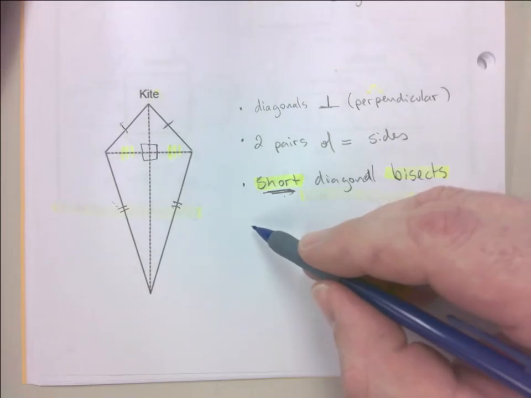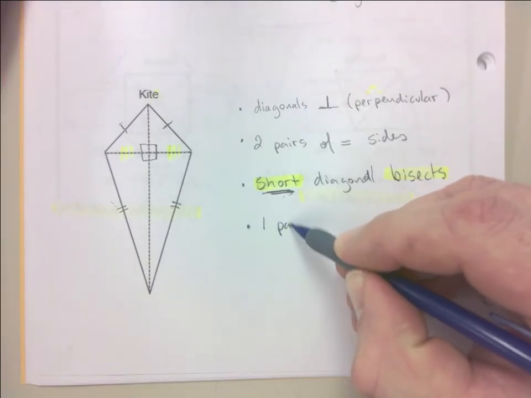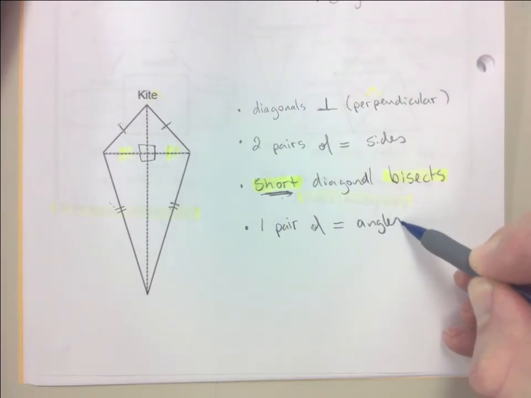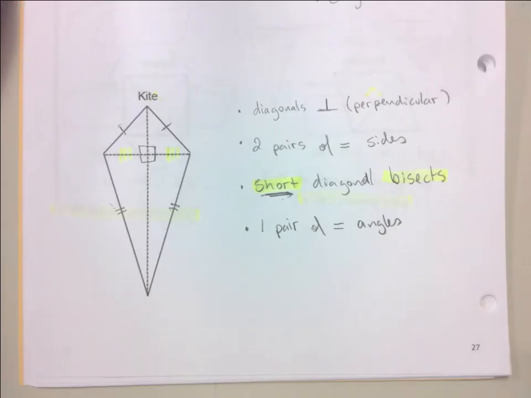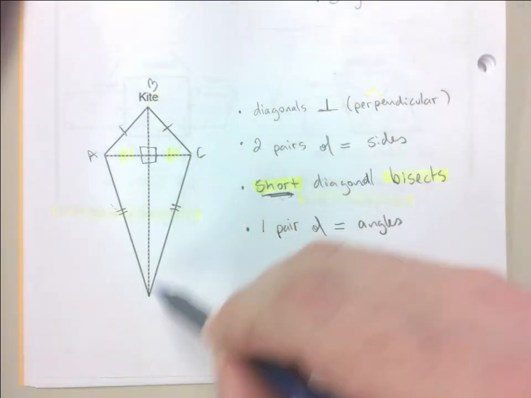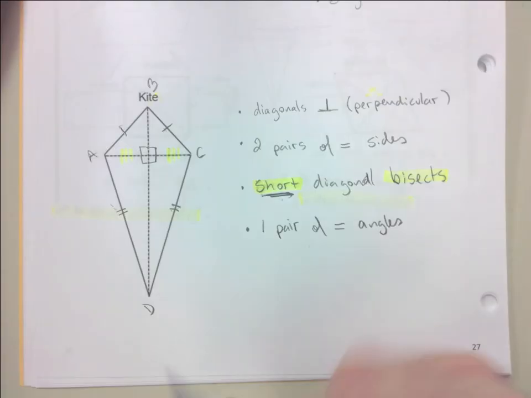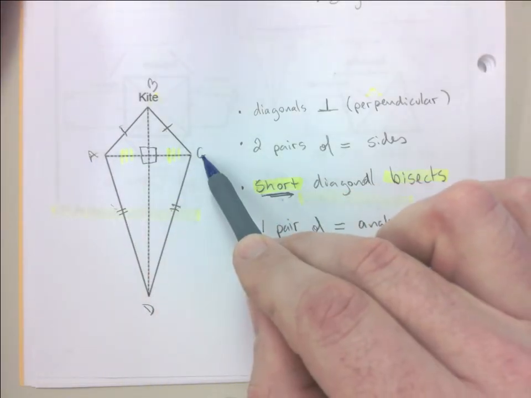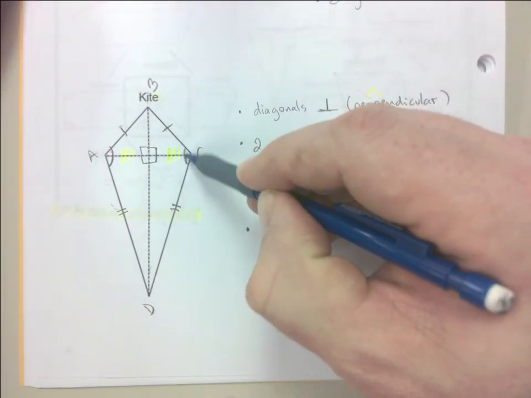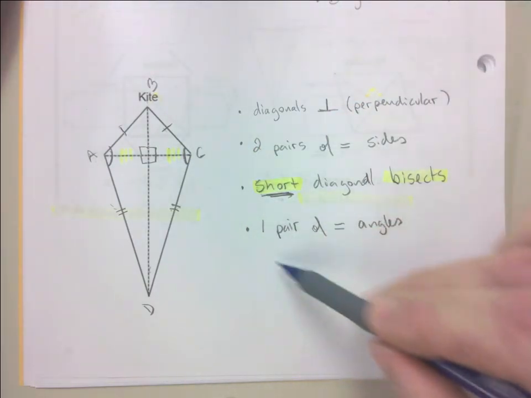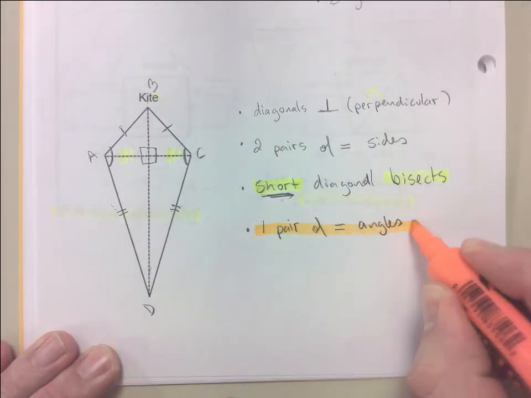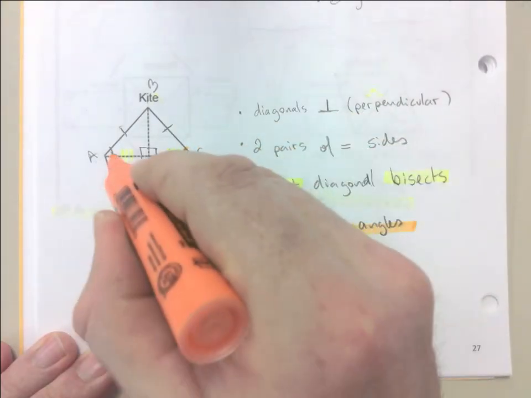And you've got one pair of equal angles. Which two, if you had to guess, would be the same? If I had A, B, C, and D. A and C are the same. Okay? These two are not the same. But this one is the same as this angle right here. So one pair of equal angles. How about we give it a color so it stands out? This one here and this one there.